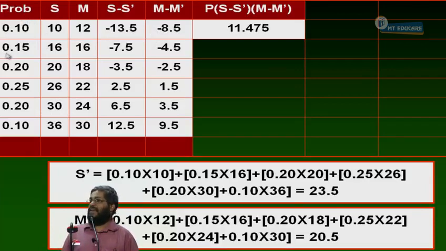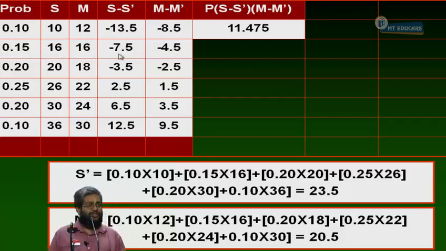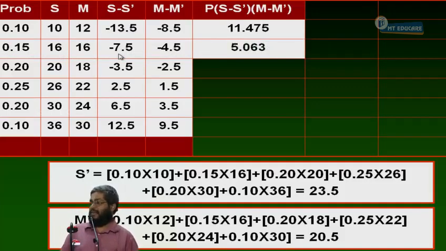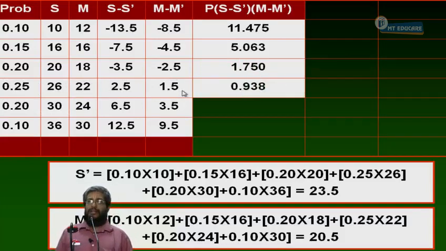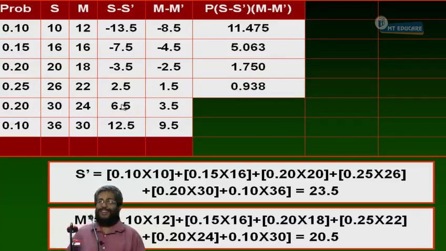Next, multiply and tell me, don't wait for me, please. 0.15 into minus 7.5 into minus 4.5. What's the number? 5.063. Then 0.2 into minus 3.5 into minus 2.5. What's the number I'm going to get? 1.750. Then 0.25 into 2.5 into 1.5. Tell me the number. 0.938. Next, 0.2 into 6.5 into 3.5. What is the number?